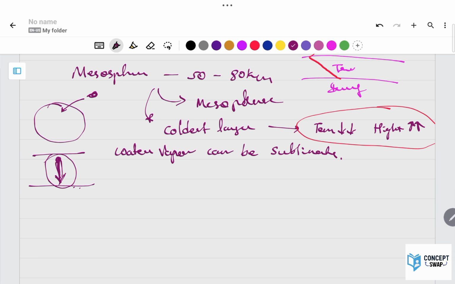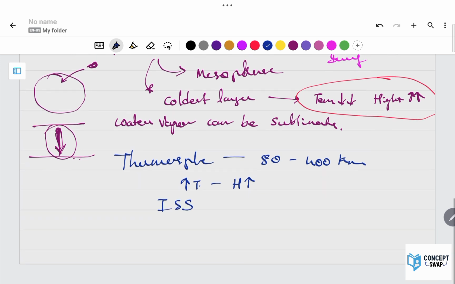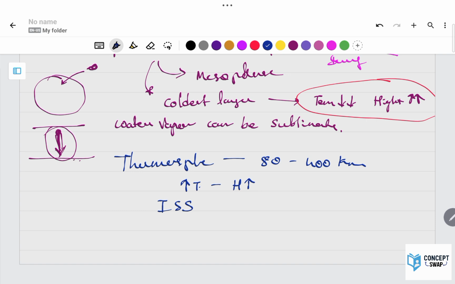Okay, and the next layer is the thermosphere. It is about 80 to 400 kilometers. Almost all the space stations are present in the thermosphere itself. In the thermosphere, temperature again increases with height. The International Space Station is present in this layer. The ionosphere is part of this layer, where electrically charged current flows in the air in space.